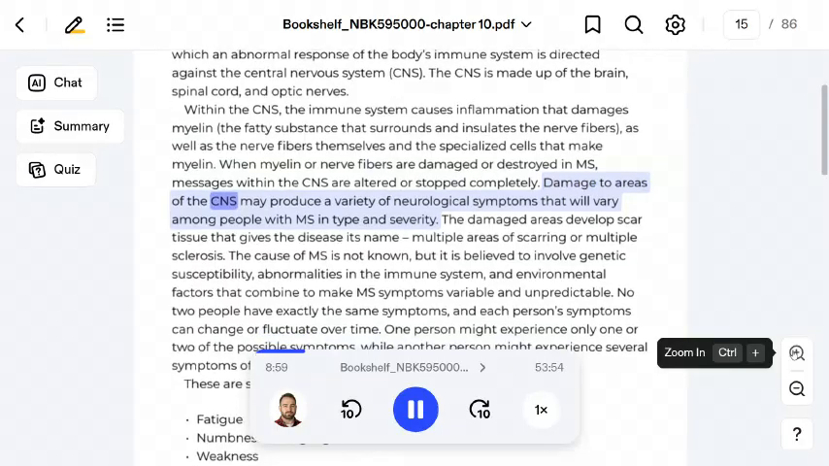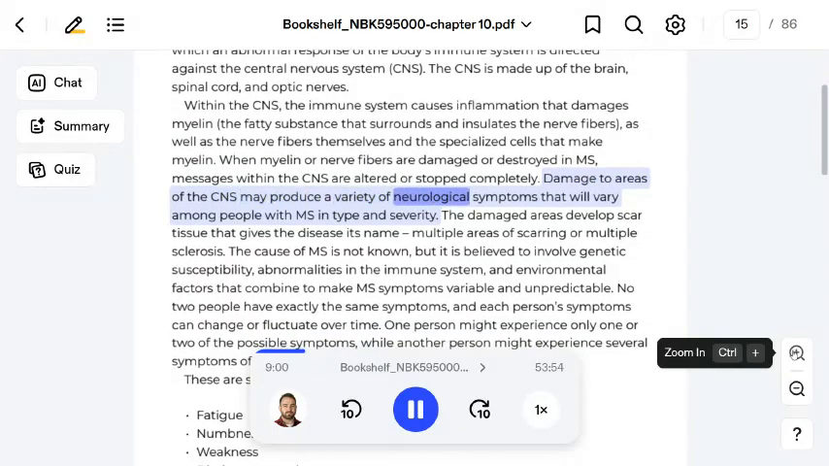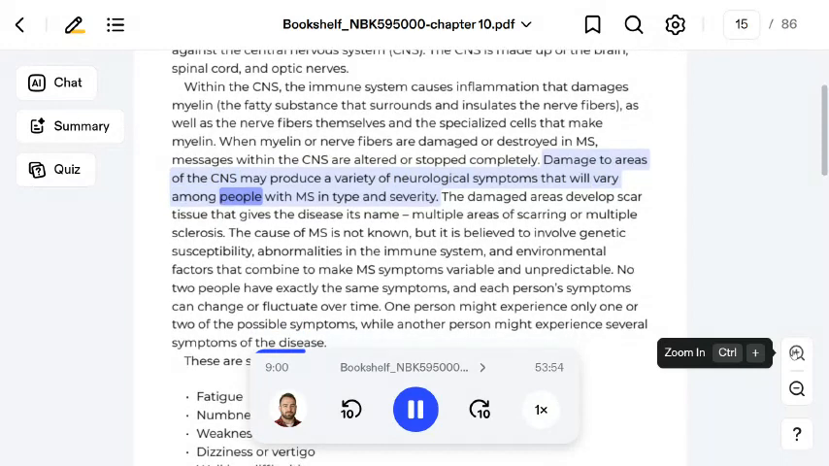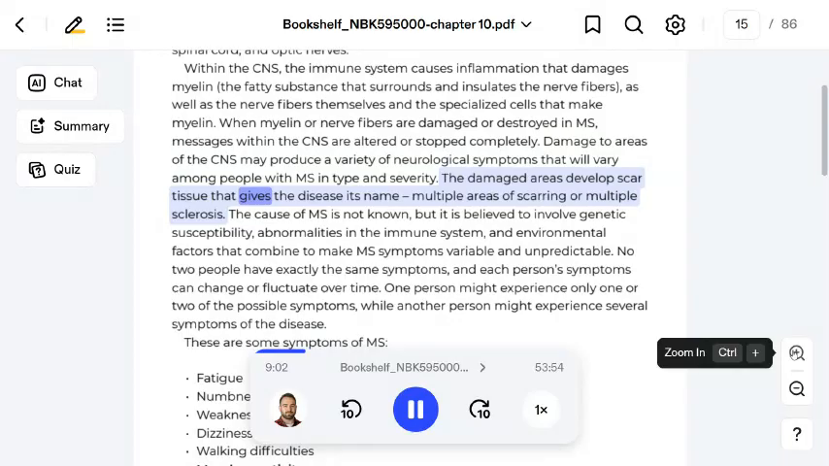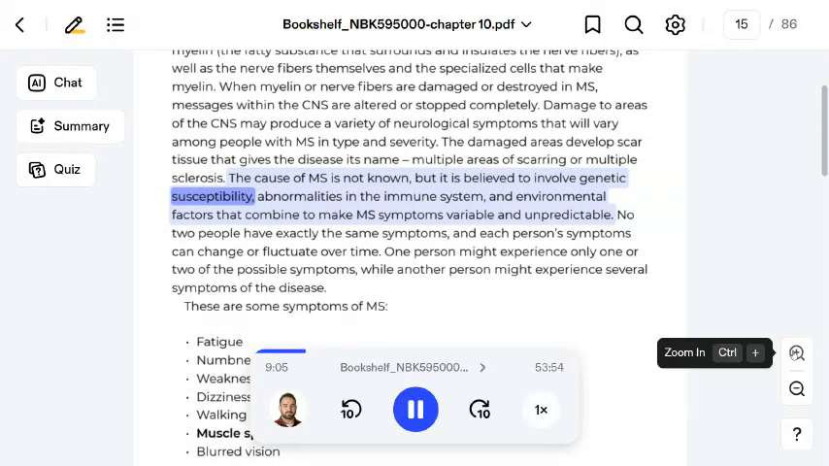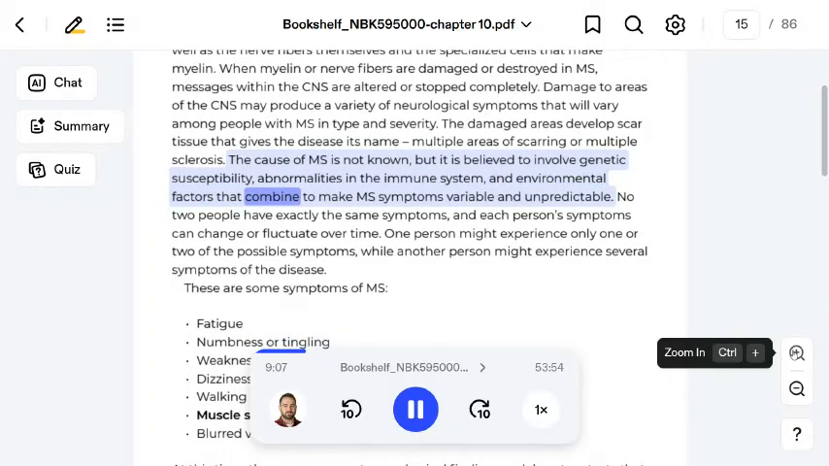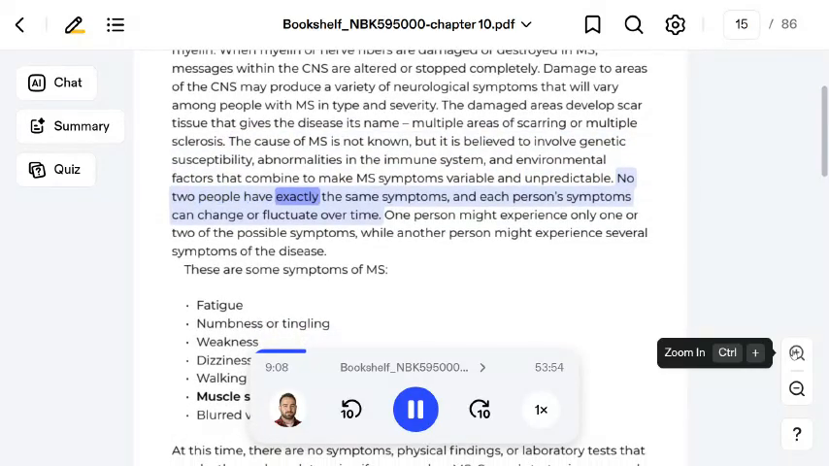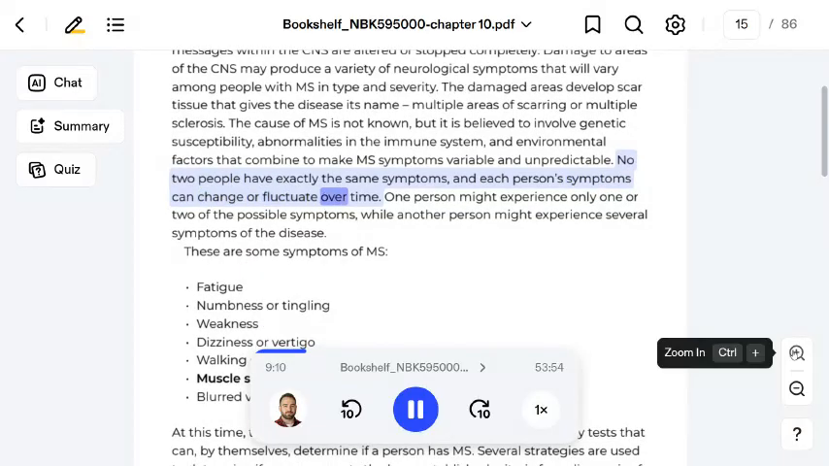Damage to areas of the CNS may produce a variety of neurological symptoms that will vary among people with MS in type and severity. The damaged areas develop scar tissue that gives the disease its name, multiple areas of scarring or multiple sclerosis. The cause of MS is not known, but it is believed to involve genetic susceptibility, abnormalities in the immune system, and environmental factors that combine to make MS symptoms variable and unpredictable. No two people have exactly the same symptoms, and each person's symptoms can change or fluctuate over time.